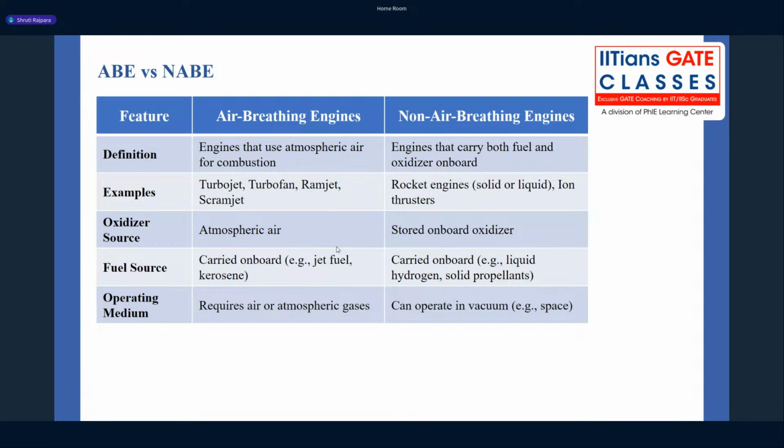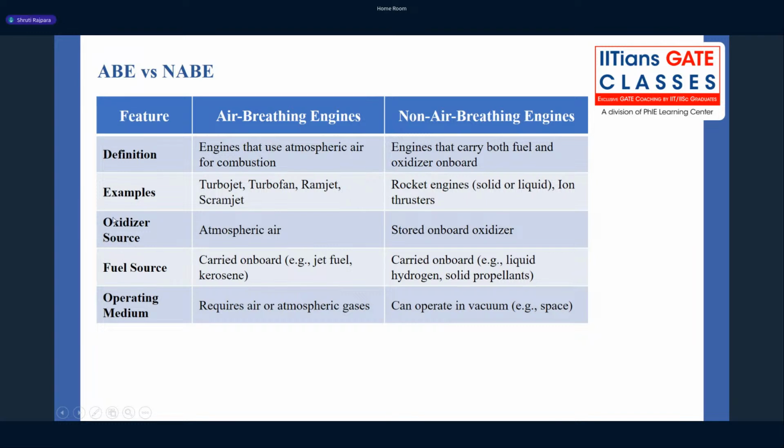The examples can be, as we know, turbojet and turbofan engines, which have a big air intake. They take in the atmospheric air, and then the combustion happens and the hot gases are formed. Whereas in non-air breathing engines, examples could be rocket engines. Here, oxidizer and fuel could be in various states. There can be solid oxidizer and solid fuel. There can be liquid oxidizer and liquid fuel, like cryogenic engines. So these are the examples.